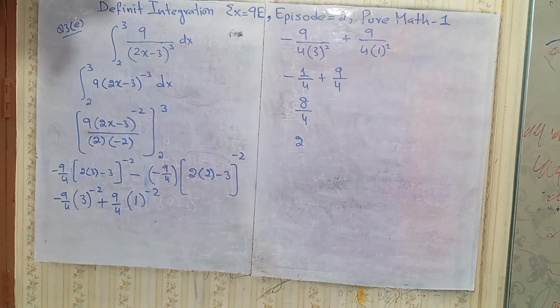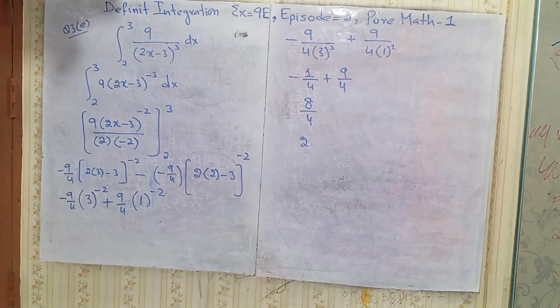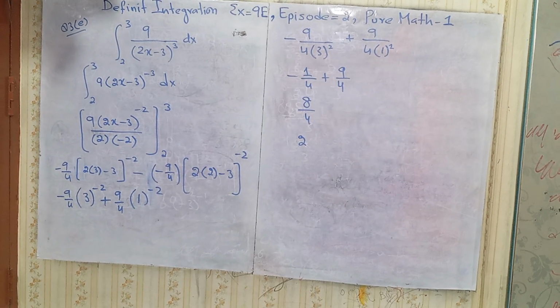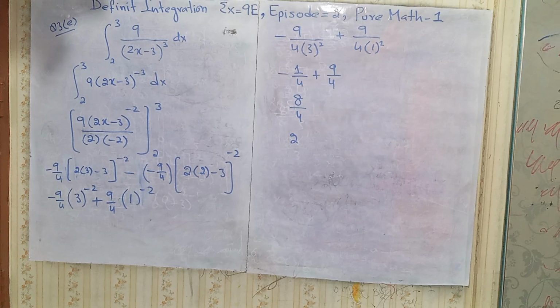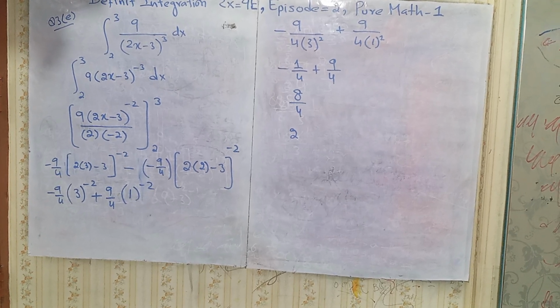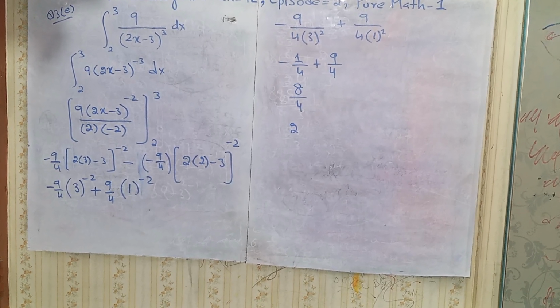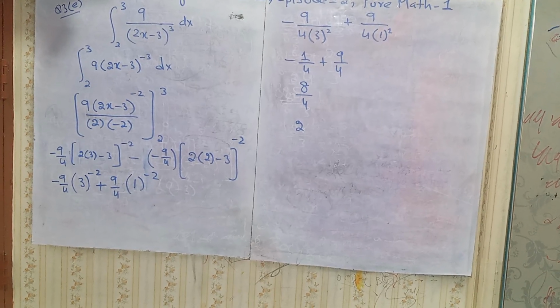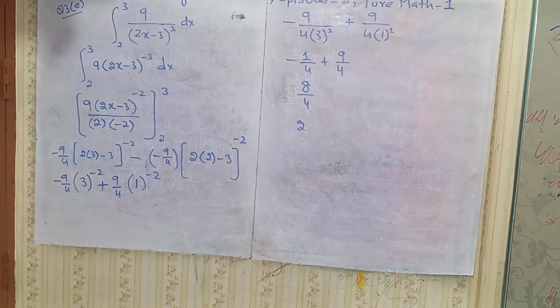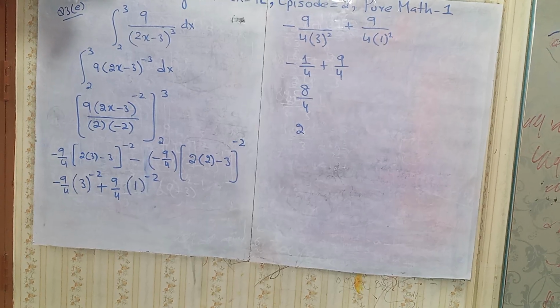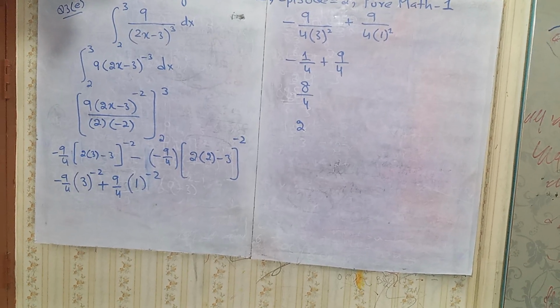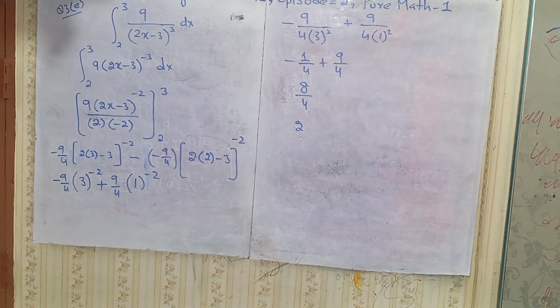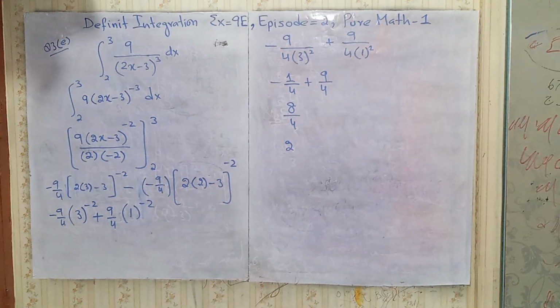So that's why I've written bracket 2 into 3 minus 3 bracket close raised to power minus 2. Then minus 9 by 4, and in place of x I will substitute 2. So we will have 2 into 2 minus 3 whole raised to power minus 2. So you will have minus 9 by 4 and 6 minus 3, that's 3 raised to power minus 2, plus 9 by 4. So 2 2s are 4, 4 minus 3, that's 1 raised to power minus 2.